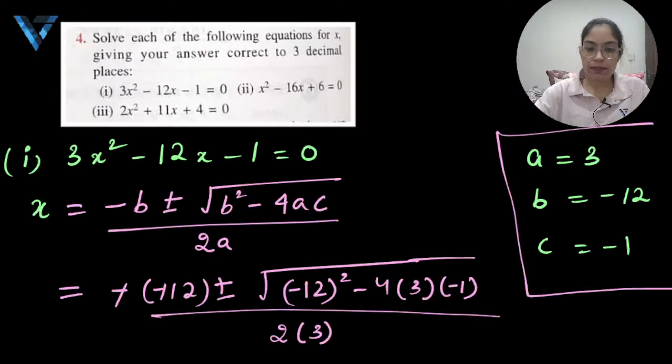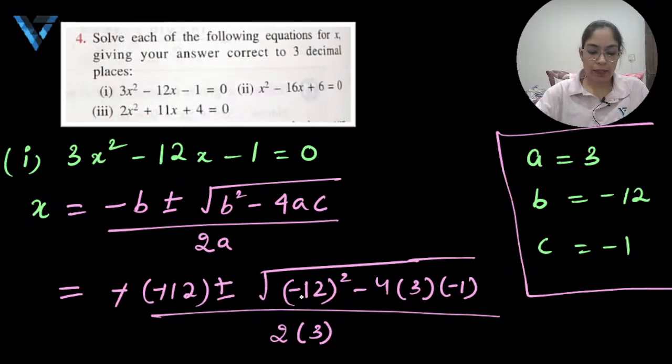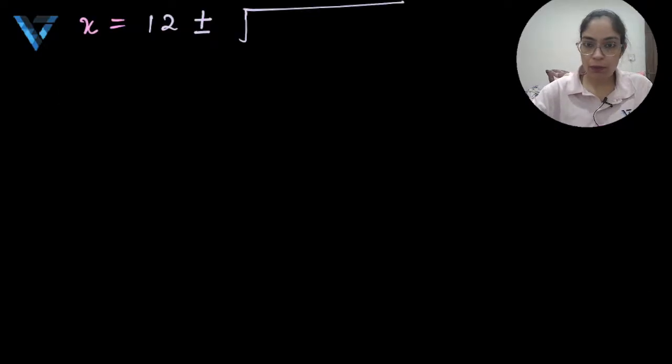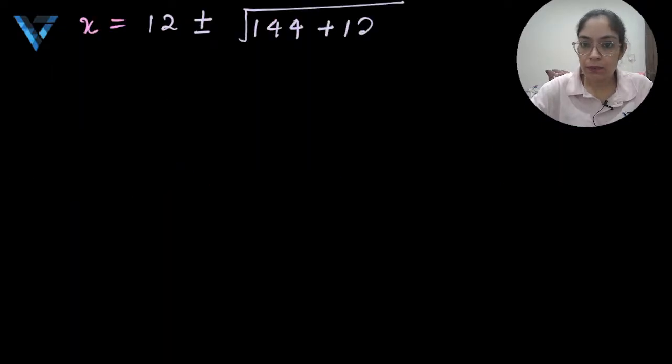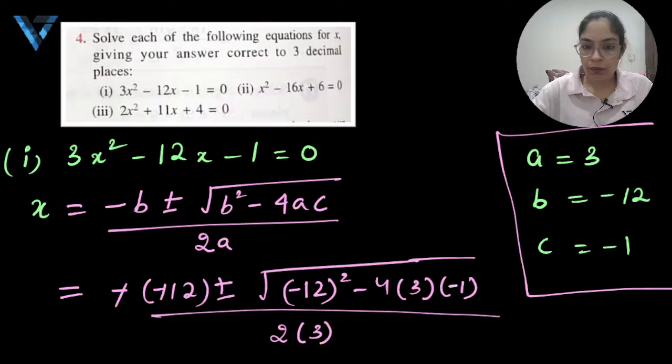So x is equal to 12 plus minus square root. So 12 square. Square of a negative is always positive, so this will become 144. 4 into 3 is 12, and here also there is a minus sign, so minus into minus will become plus. So plus 12 by 6.